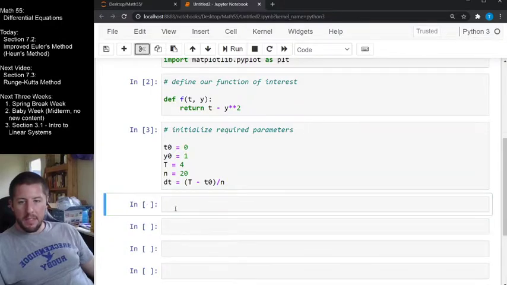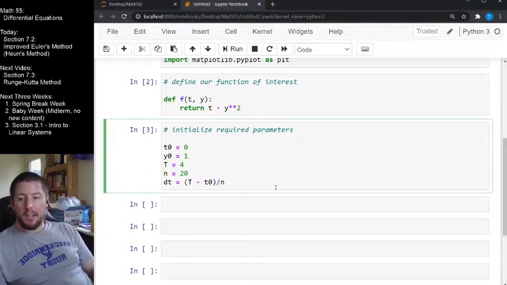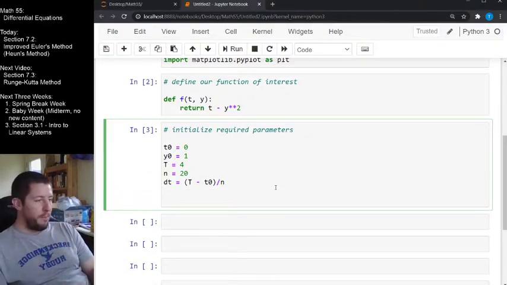So I'll go ahead and get rid of that cell right there. That was just my little double checker for that guy. The other thing that we need to initialize right here is the lists that are going to hold all of our data that we're producing, right? So this is where we use NumPy to make those linearly spaced lists.